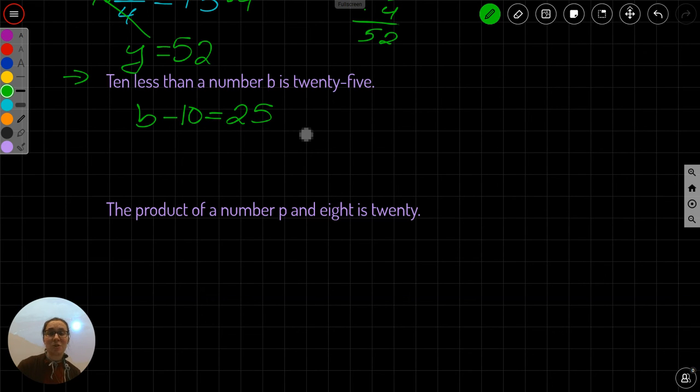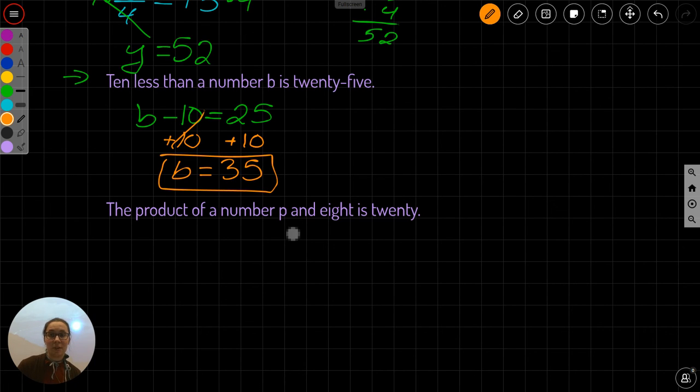Now this is a subtraction problem. We want to get that b by itself, so we need to undo that subtraction by adding. And since we want to get rid of the 10, we're going to add 10 to both sides. These two cancel. I'm left with b on this side and 35 on this side. b equals 35. Last one.